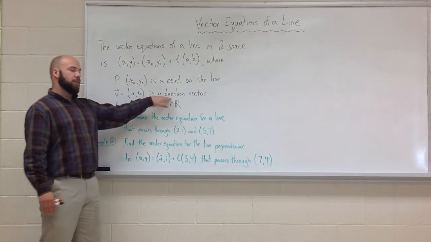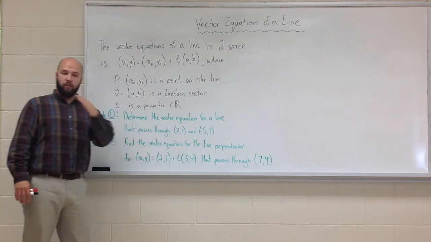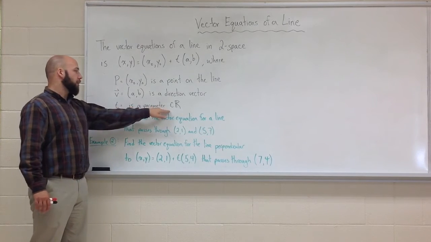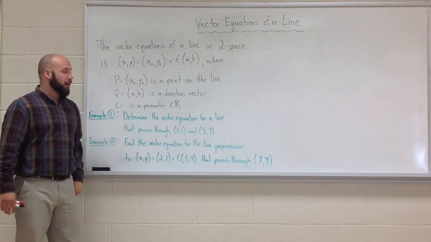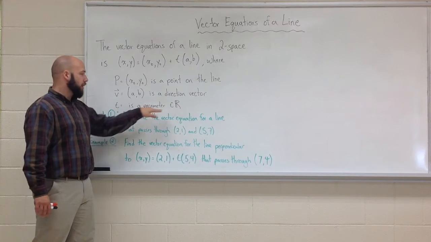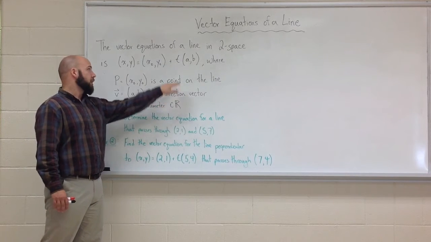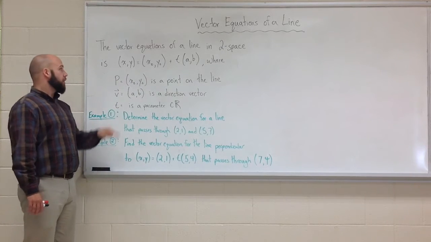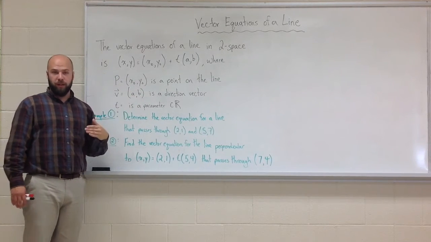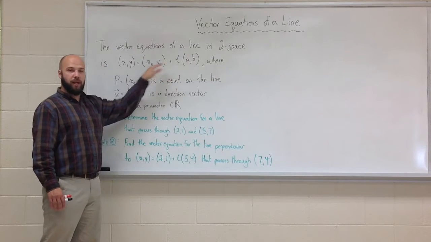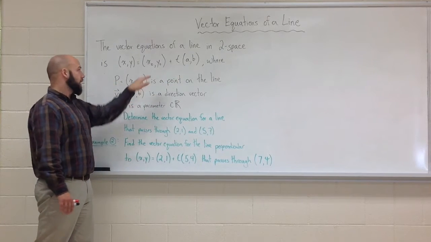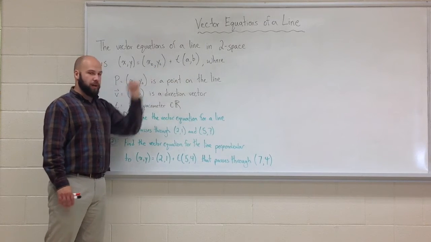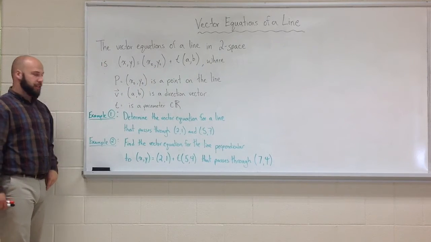V is the direction vector, and this determines what direction the line is going. And t is a parameter. Okay? It remains a variable. This is a scalar value that's an element of all real numbers. You can plug any t value into your final equation, and you'll calculate any point on that line. This is what can be used to calculate any point on the line given an equation with a point and a direction vector. Let's look at the examples.